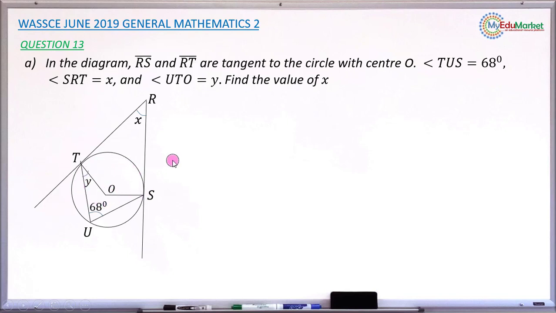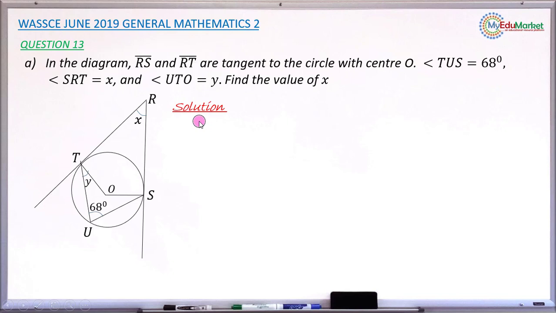The center of the circle is O. The question further says angle TUS is 68 degrees, which is marked. Angle SRT is X, look at it. And angle UTO is Y, which is also marked. The question asks us to find the value of X. So let's attempt to answer this question together.